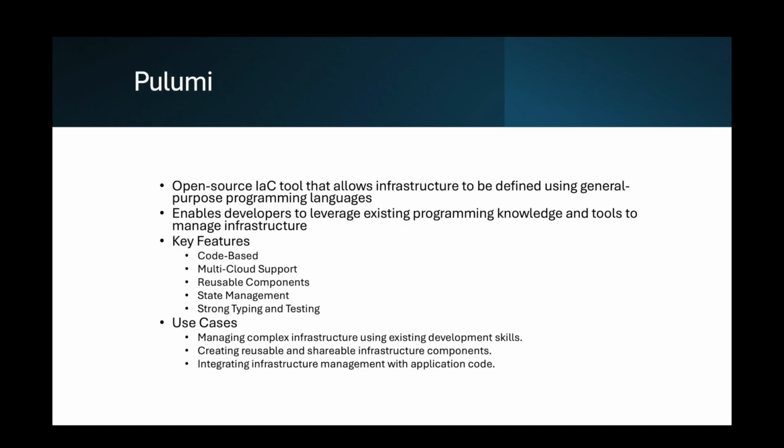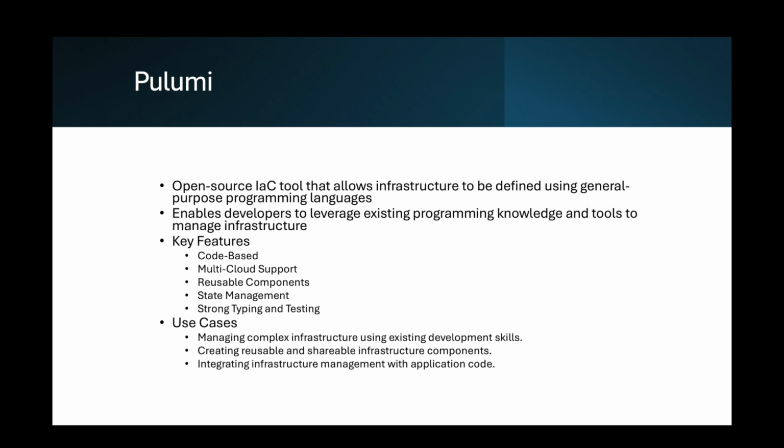Pulumi. Pulumi is an open source IaC tool that allows infrastructure to be defined using general purpose programming languages like Python, JavaScript, TypeScript, and Go. This approach enables developers to leverage existing programming knowledge and tools to manage infrastructure. Some of the key features of Pulumi are it's code-based, where infrastructure is defined using familiar programming languages rather than domain-specific languages. It has multi-cloud support, supporting multiple cloud providers including AWS, Azure, Google Cloud, and Kubernetes.